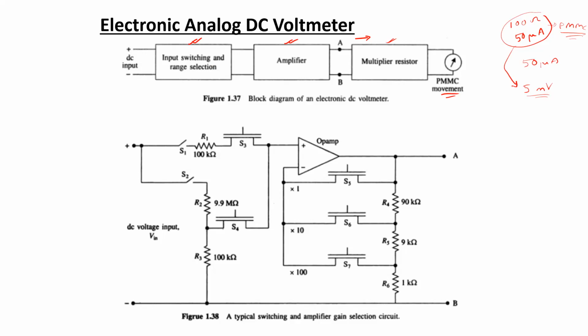So for the construction of these electronic analog DC voltmeters, our main focus would be on the construction of these two blocks on the left hand side of points A and B, that is the input switching and range selection block and the amplifier block, how this portion can be implemented, because the portion on the right hand side, the multiplier resistor associated with the PMMC meter movement, that has already been discussed while discussing the basic DC voltmeter construction.